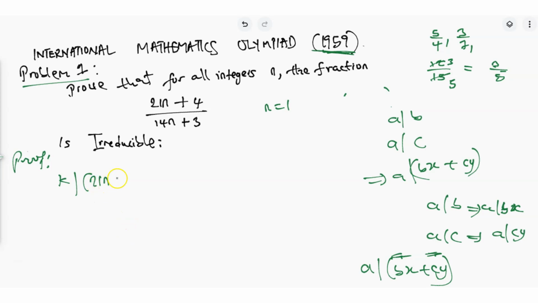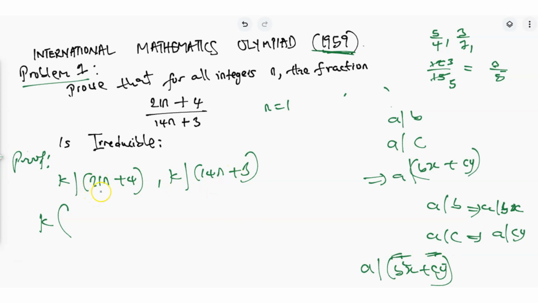If k can divide 21n plus 4 and k can divide 14n plus 3, then obviously k should divide the linear combination of these two expressions, right? But how do we form the linear combination? Well, we should choose x and y such that n cancels out.